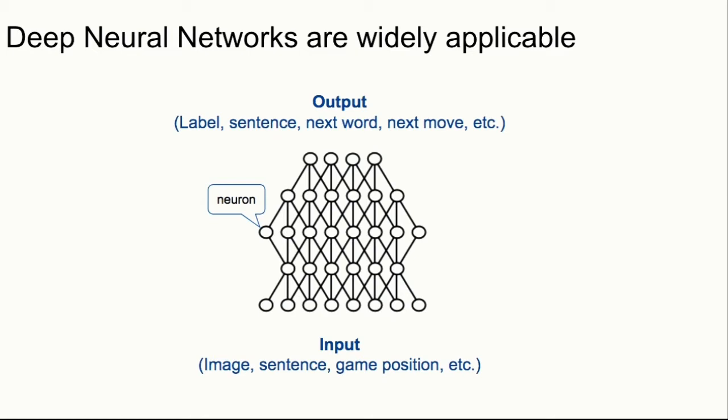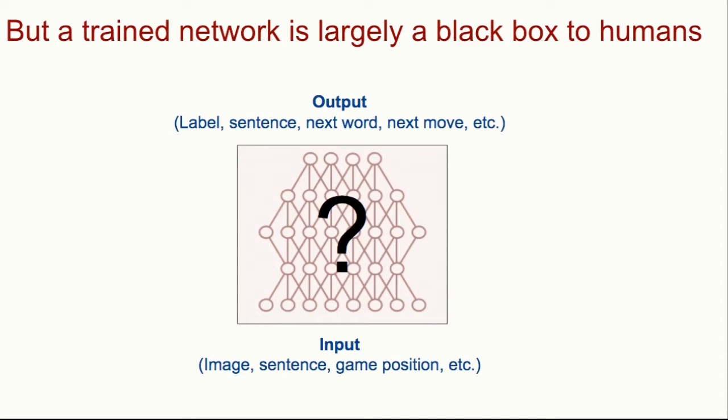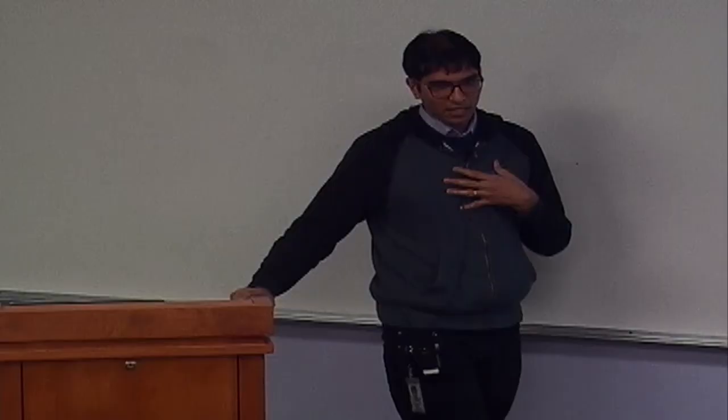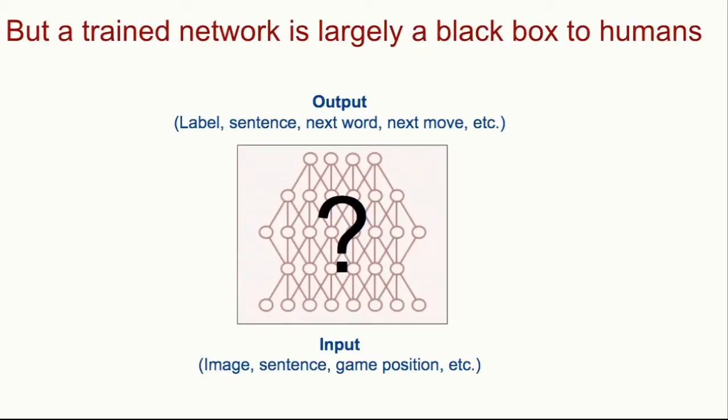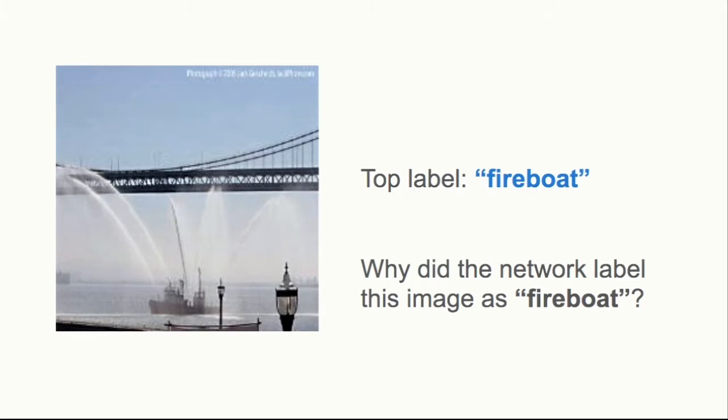Now, while they achieve really good accuracy on a variety of tasks, a trained network is still a black box to humans. So as a model developer or a user, it's still unclear to me, how does this model reason? What is the basis of these predictions? So in particular, we are interested in this question of, why did the network make a certain prediction? So here's an image of a fireboat. And the top label from an object recognition network is fireboat. Now I'm interested in, okay, why is this a fireboat? Is it the sky? Is it the bridge? Is it the water? Is it these water spouts? What makes this image a fireboat?